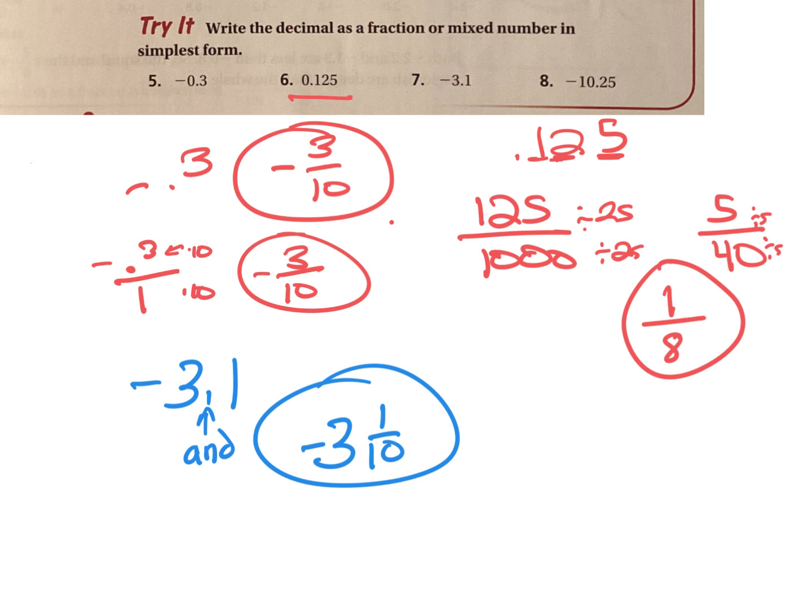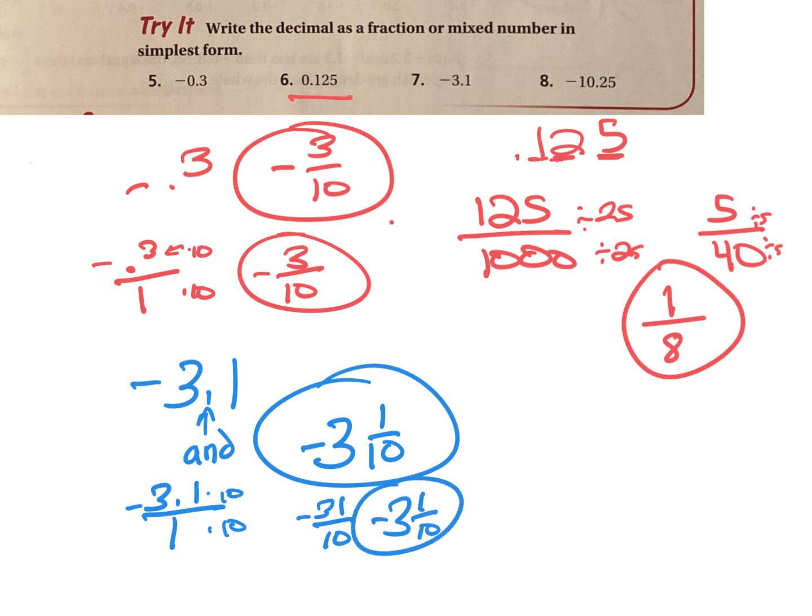I could have made that into negative 3.1, put a 1 under it, but then I got to times each side by 10 to get rid of that decimal, and it gets me a negative 31/10. And how many times does 10 go into 31? 3 times, leaves me with 1/10. So same thing.